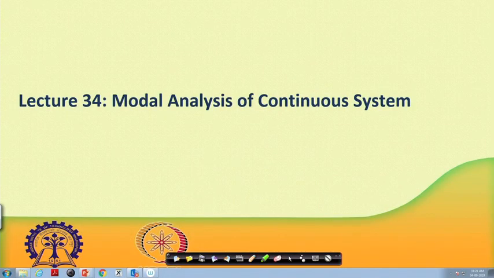Hello. So, this is the next lecture, which is a continuation of modal analysis of continuous system. In the last lecture, we talked about how to find the equation of motion after modal analysis, how to perform modal analysis, and how to solve. We have solved an example of free vibration using modal analysis.